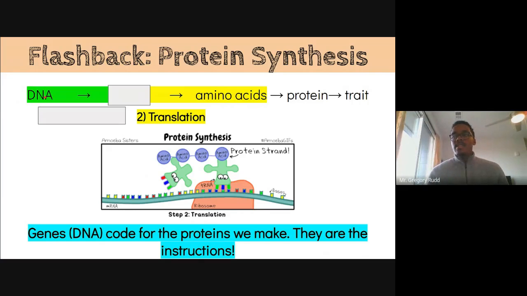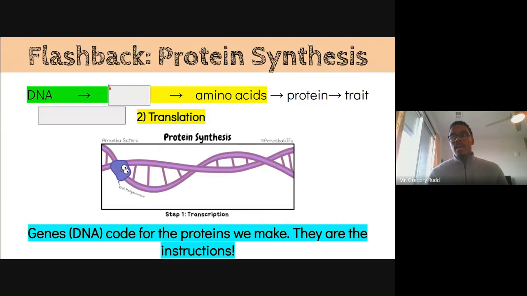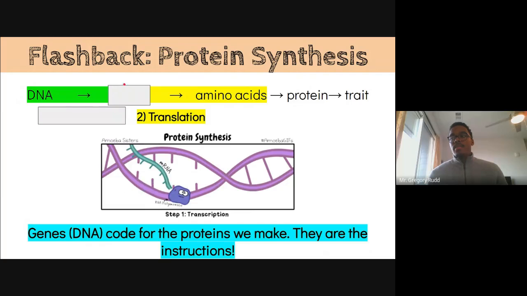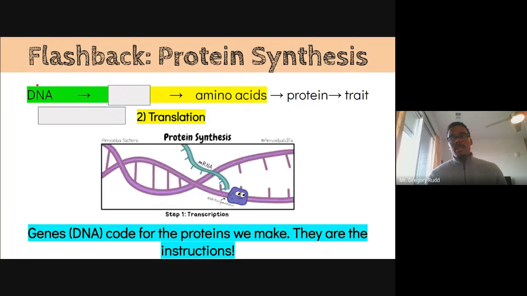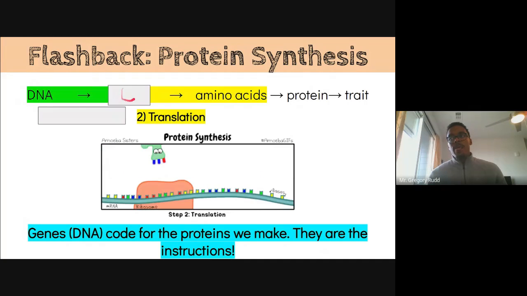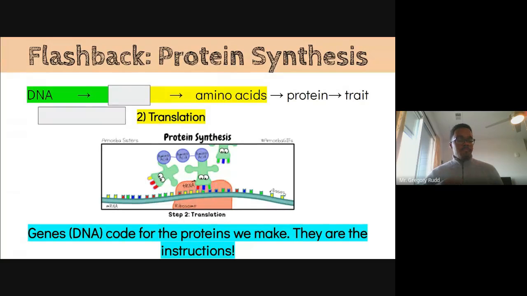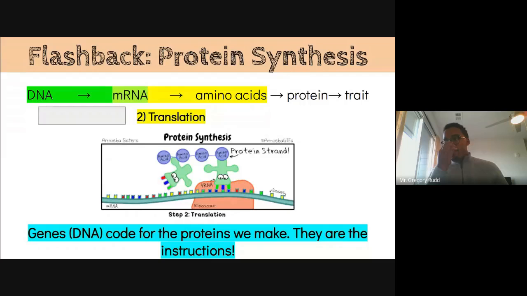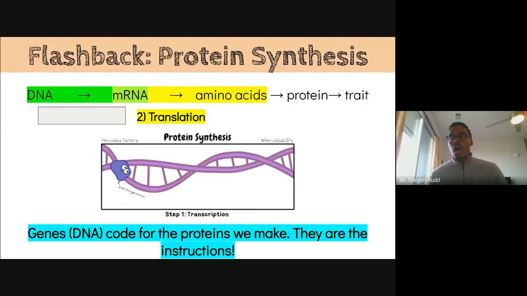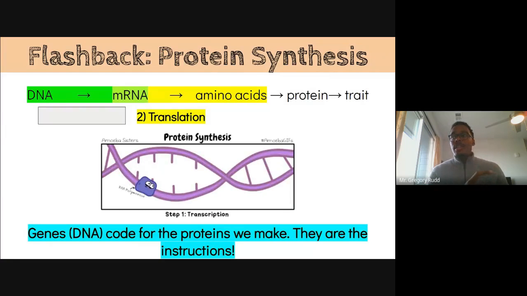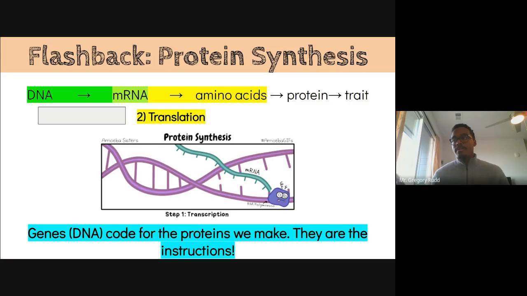Along the way, DNA has to first become something else. And that something else is, does anybody remember? DNA has to become something else in this spot right here. Good, excellent, Jaden. It's got to become mRNA. And that M stands for messenger RNA because it's carrying the message from DNA to another part of the cell, from the nucleus to another part of the cell.